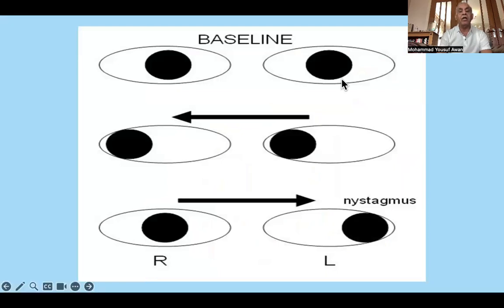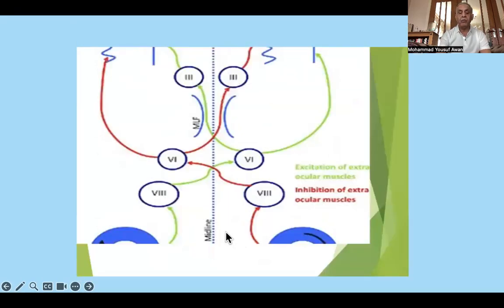Right. This is another picture, the baseline, and these are the normal side, but this side is not. This side is moving to the right, and this one is not moving toward the middle.